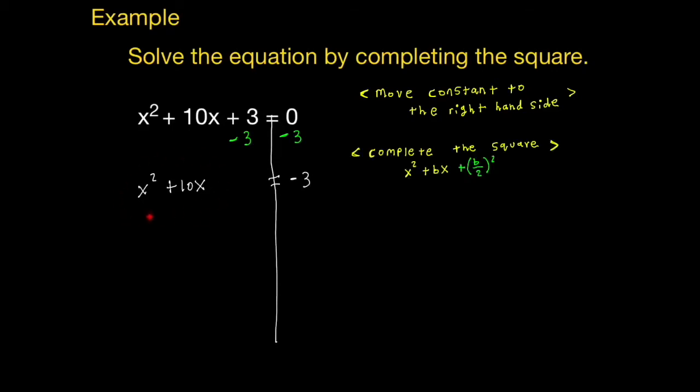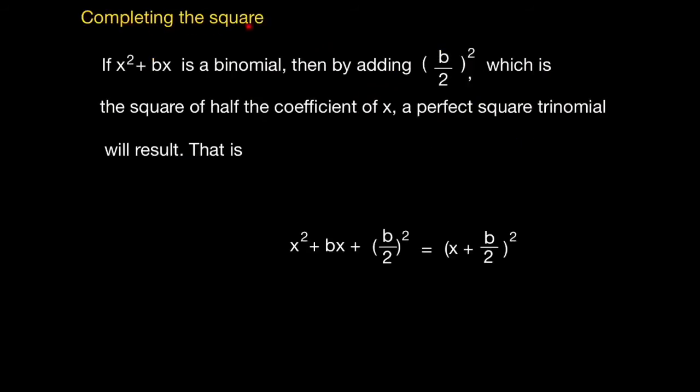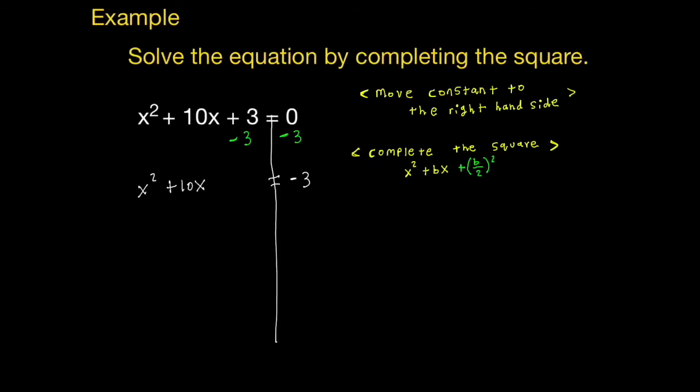Now that I have all of the x terms on one side, I can complete the square. Since I have a degree 2 binomial, all I need to do is add b over 2 to the second power, and that will leave me with a perfect square trinomial. For our specific example, the b term is 10. So we're going to add 10 over 2 raised to the second power. And whatever we do to one side of the equation, we have to do to the other side. So on the right-hand side, we also need to add 10 over 2 to the second power.